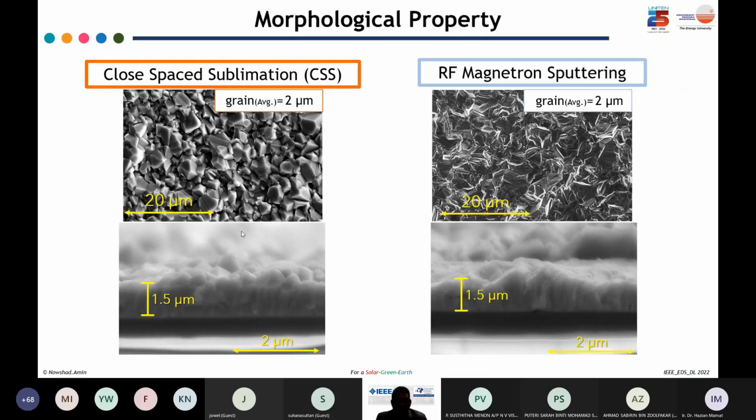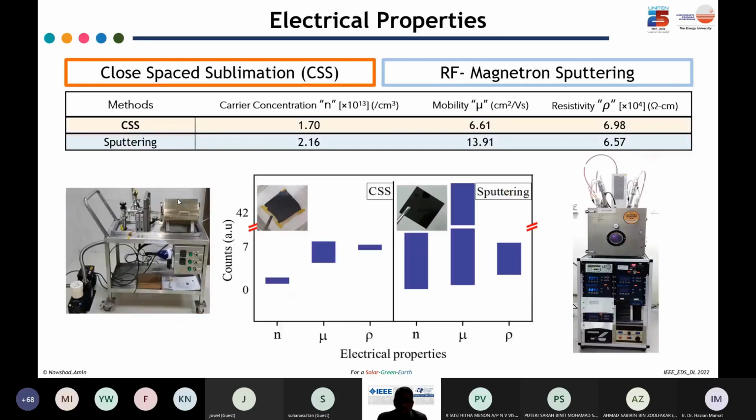And if you look under the microscope, you can see the grains grown by closed-space sublimation, or high temperature growth, at roughly 600 degrees centigrade, and those by magnetron sputtering, which is room temperature growth. The grain growths are quite similar, but the quality of the closed-space sublimation film is much better. We also checked the electrical properties. So CSS, or closed-space sublimation, has better quality compared with the sputtered one.